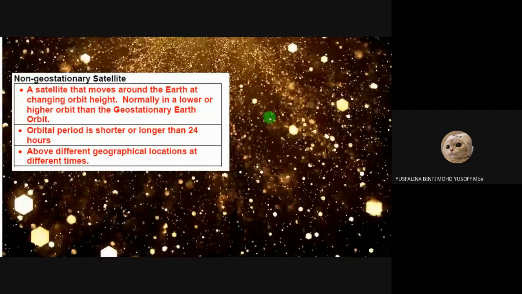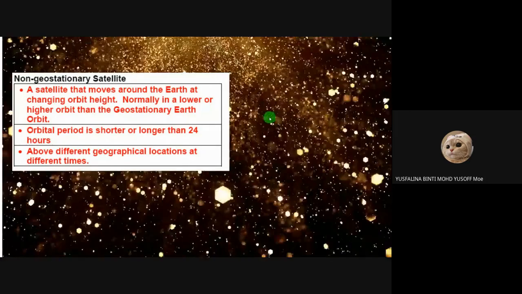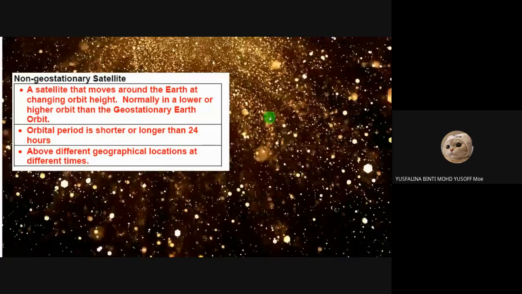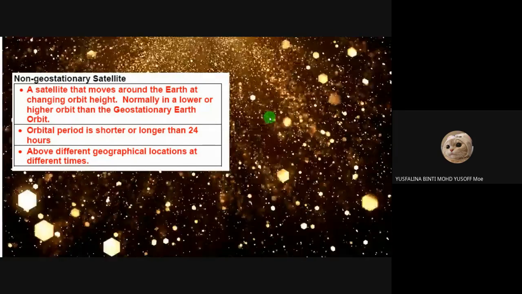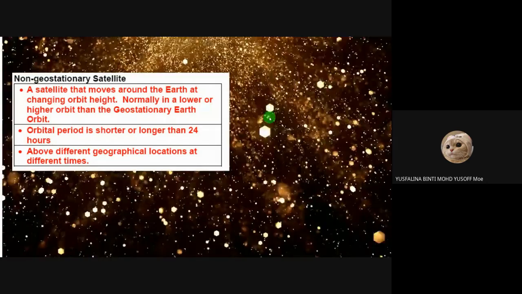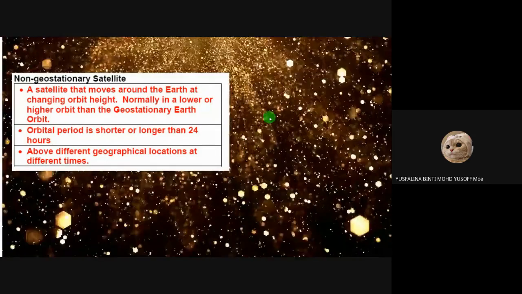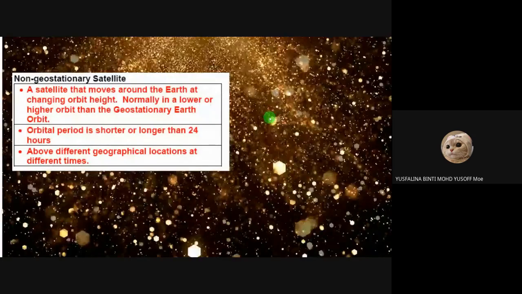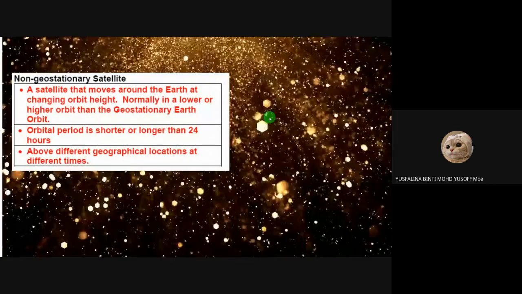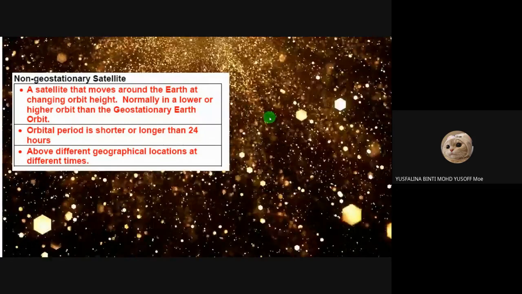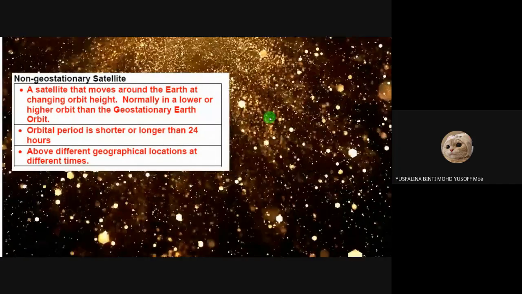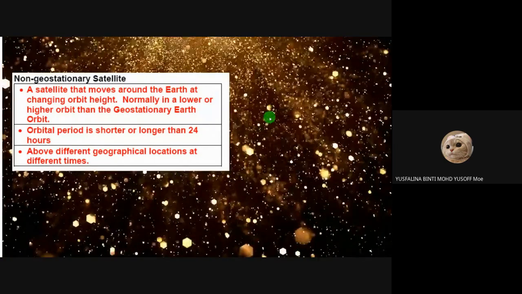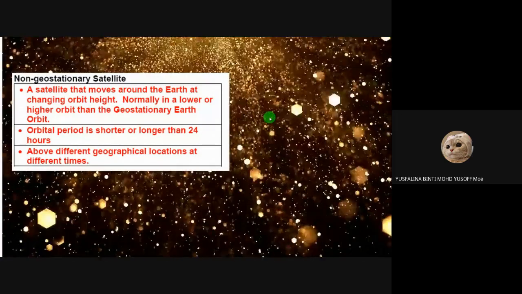And the next one, the orbital period is shorter or longer than 24 hours. For the geostationary satellite, it takes 24 hours for the satellite to rotate one complete circle. But for the non-geostationary satellite, it depends, maybe shorter or maybe longer. The non-geostationary satellite is above different geographical locations at different times, meaning it will not stay at the same location.